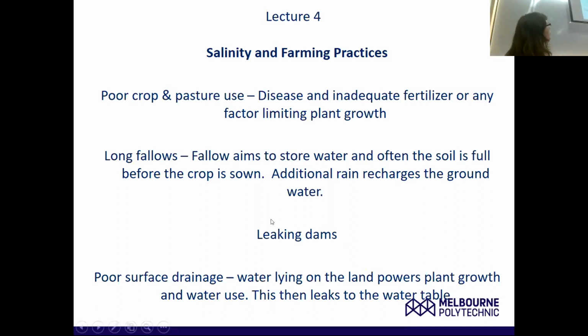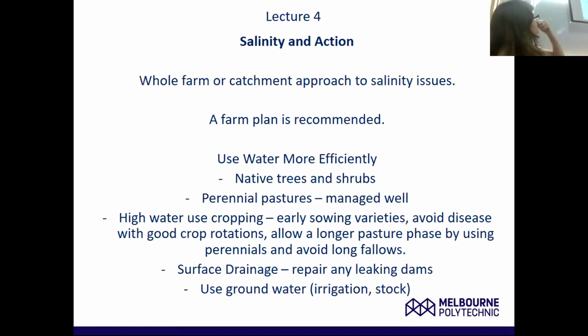A big problem in recent years has been leaky and damaged degradation of dam walls. So I know a company now that is doing aerial monitoring of the texture of dam walls to predict if they're eroding, and then predict if there's salinity problems because of that. So that's on the increase. There's a lot of farmers after that service. I was just speaking to a person who does it the other day. We have poor surface drainage, where water lying on the land hampers plant growth and water use. This then leaks into the water table, so that's another way that can cause you problems.